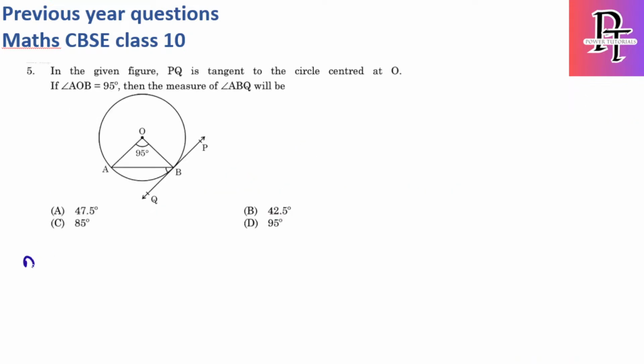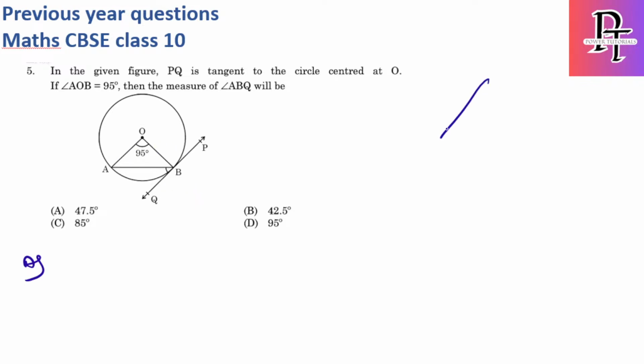Let's see the fifth one. In the given figure, PQ is the tangent. AOB is mentioned with this value. They are asking to find the measure of angle ABQ. They are asking to get this value. Okay. So we know that the angle subtended by any tangent is 90 degrees. And these two are radii.